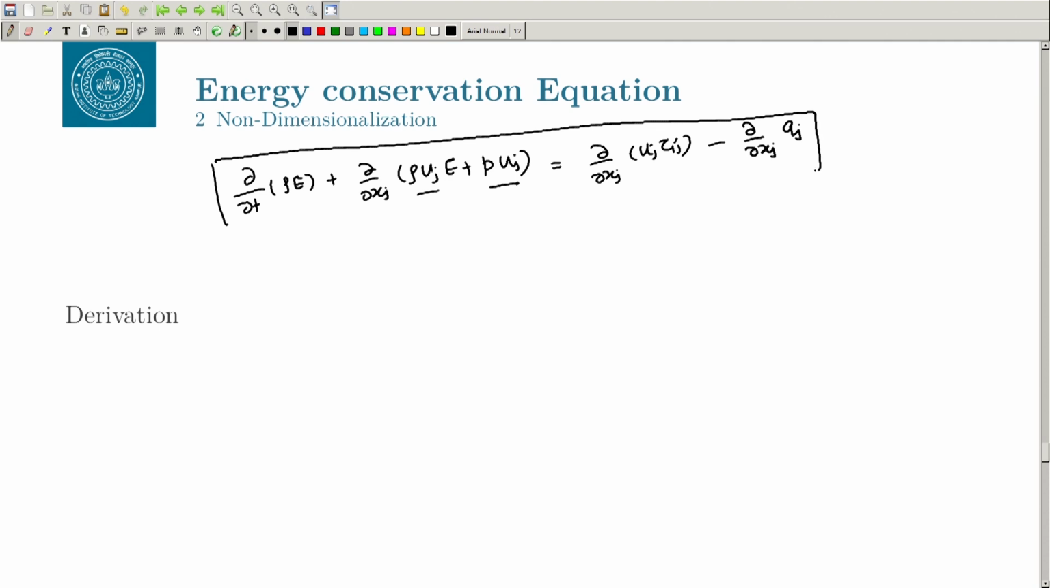I am not deriving the thermal energy equation; this is the total energy equation, which we are going to non-dimensionalize. And when you use Fourier's law, q_j becomes k del T by del x_j, that is Fourier's law, where k is the thermal conductivity.